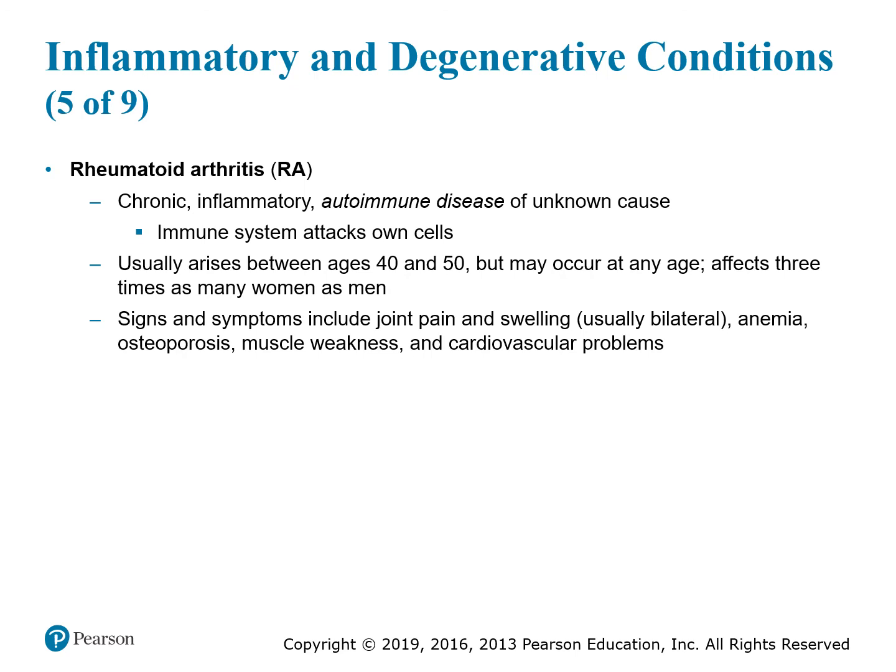Rheumatoid arthritis, also known as RA, is a chronic inflammatory autoimmune disease of unknown cause. What happens in any autoimmune disease is that the immune system attacks its own cells. This usually arises between the ages of 40 and 50 years old, but can also occur at any age. It affects 3 times as many women as it does men. Signs and symptoms of rheumatoid arthritis include joint pain and swelling, usually on both sides, anemia, osteoporosis, muscle weakness, and cardiovascular problems.